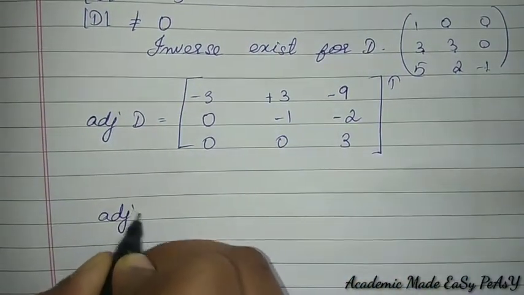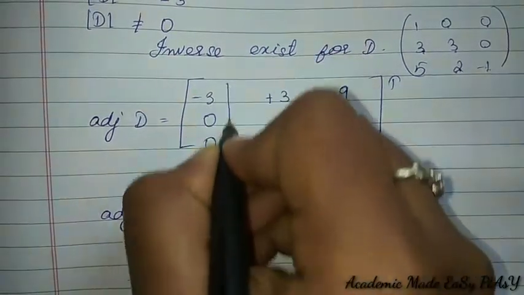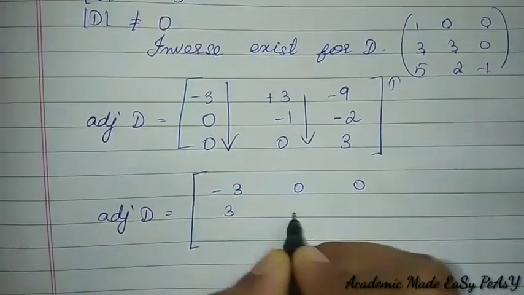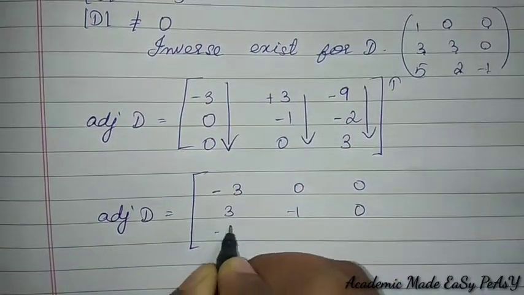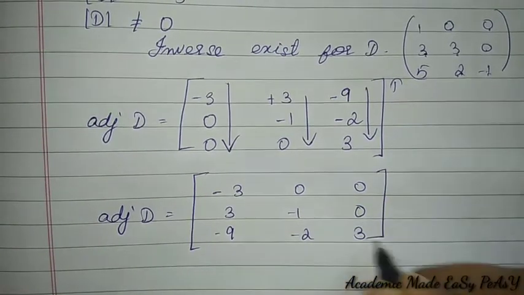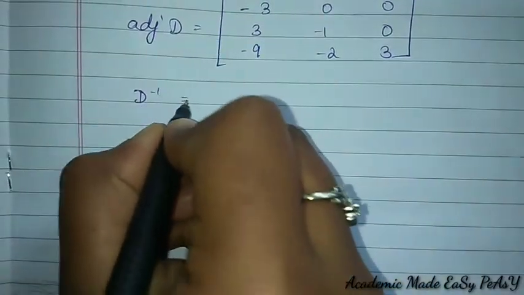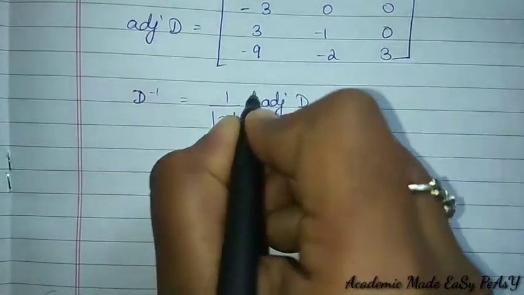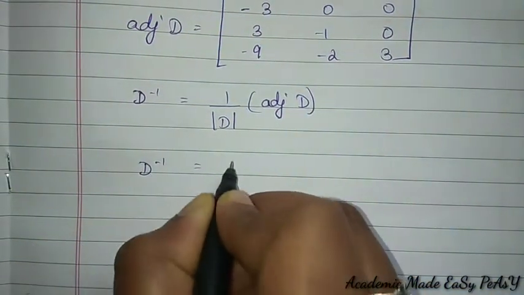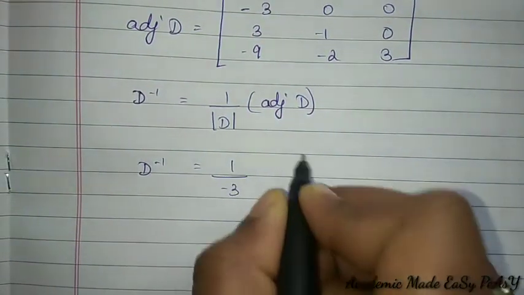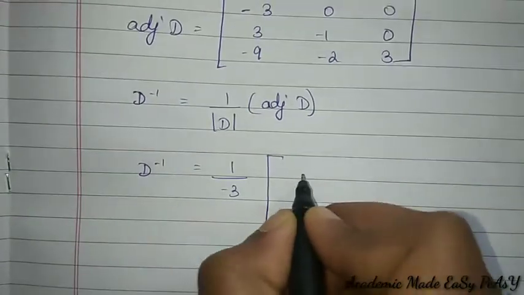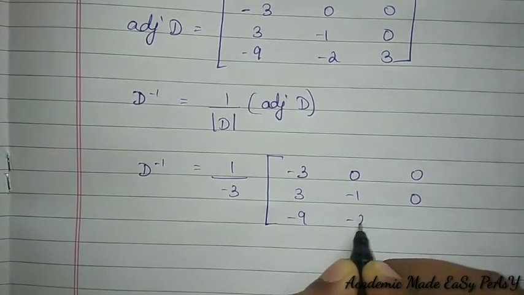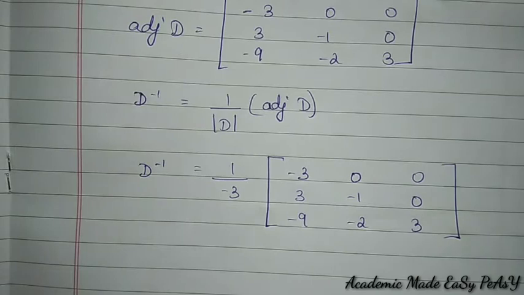So adjoint of D is equal to, I will be changing this column to the first row, 0, 0, this to the second row, third row, minus 9, minus 2, 3. So D inverse is equal to 1 by determinant of D into adjoint of D. What was the determinant? It was minus 3. So what is the adjoint here? Minus 3, 0, 0, 3, minus 1, 0, minus 9, minus 2, 3. So this is the answer.